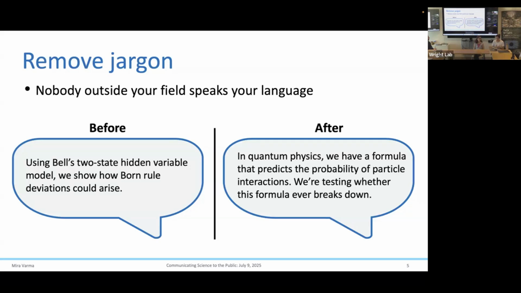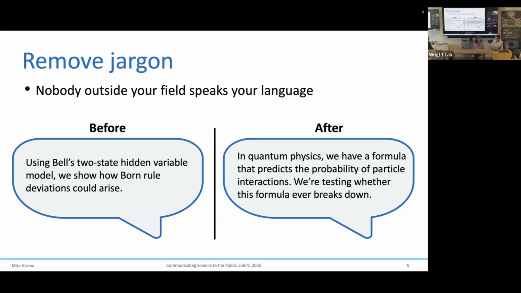So an example of a sentence I would use to describe my work with the jargon in it would be, using Bell's two-state hidden variable model, we show how Born rule deviations could arise. This is a really problematic statement just because nobody would know who Bell is, what a two-state hidden variable model is, what the Born rule is, and the whole sentence would just make no sense.